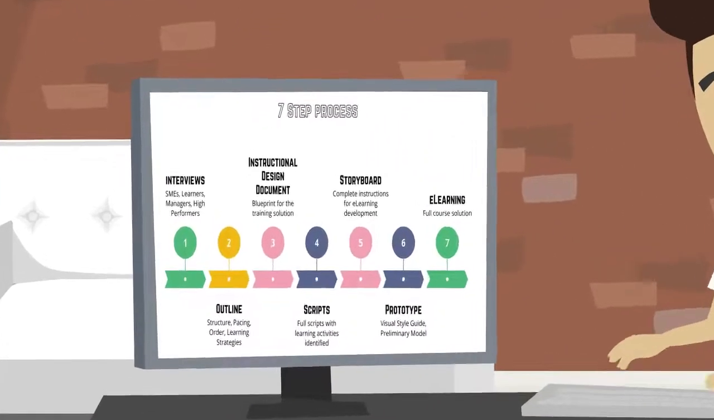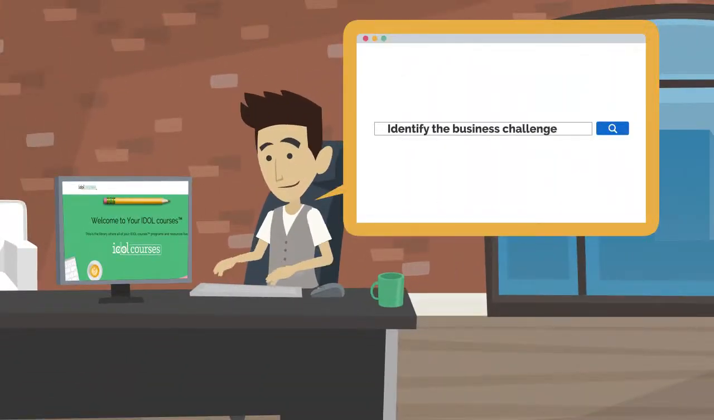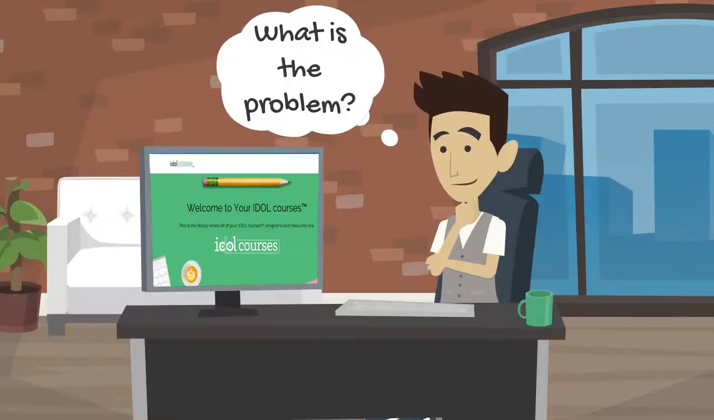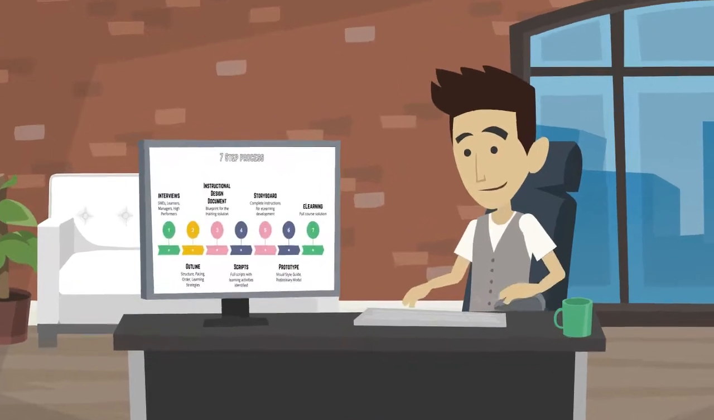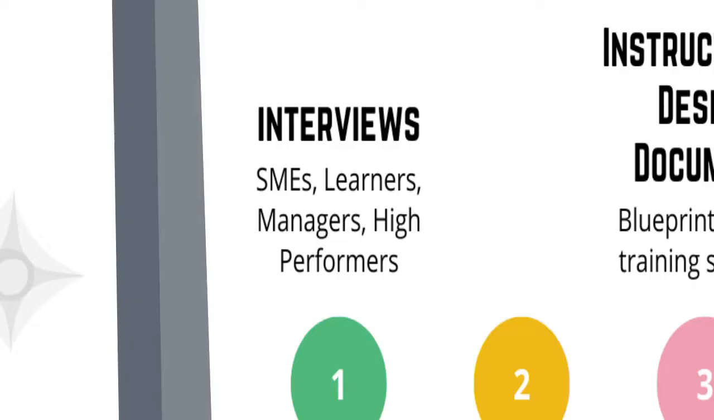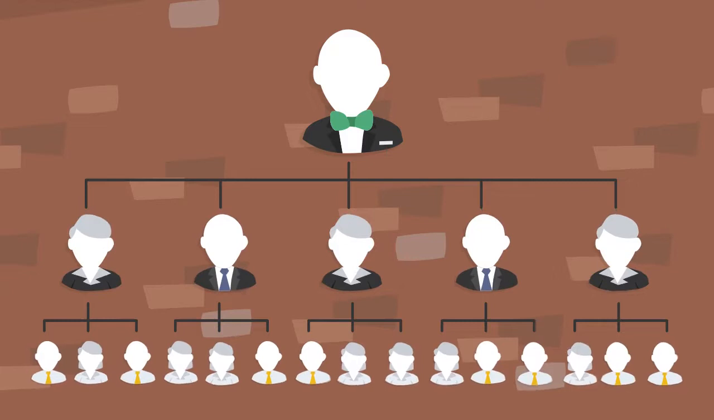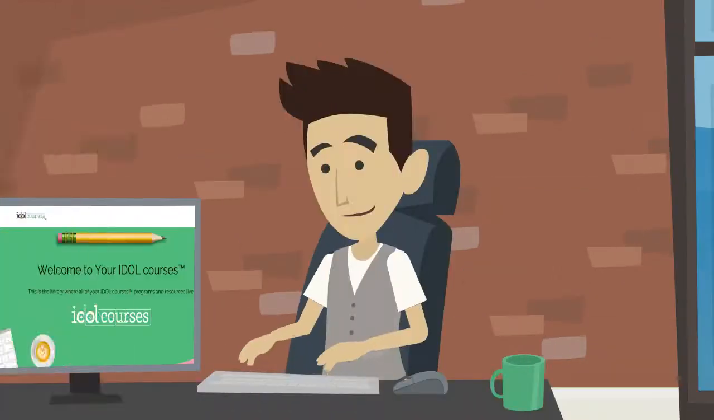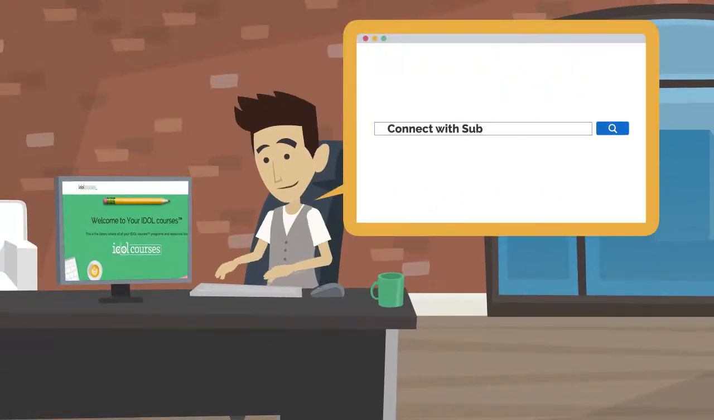As instructional designers, our very first step is to identify the specific business challenge we're working to solve. What is the problem or performance gap, and what is causing it? To pinpoint the business challenge and begin crafting a solution, you'll start by conducting interviews with stakeholders. Your stakeholders include everyone involved in the project: companies, managers, the decision makers, as well as subject matter experts, and of course, learners.